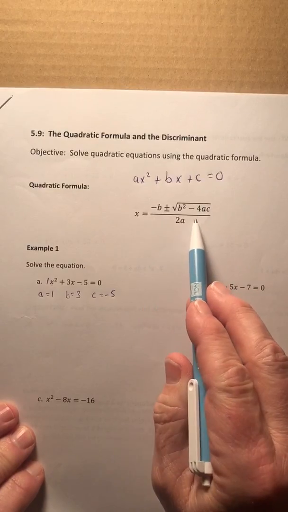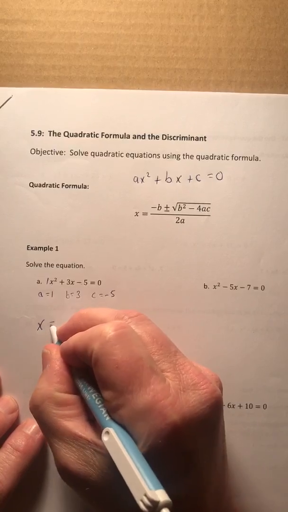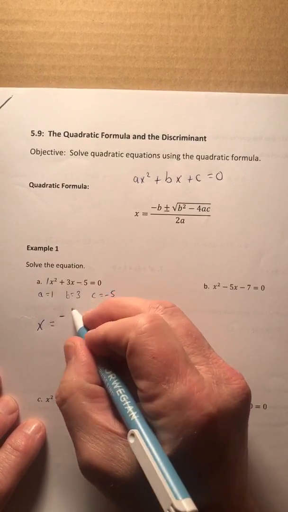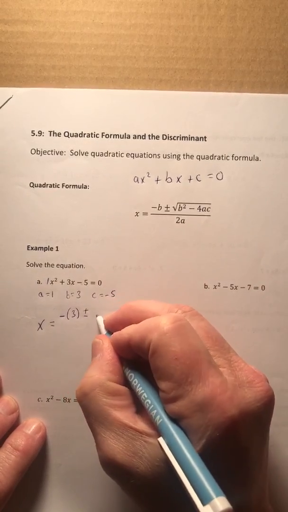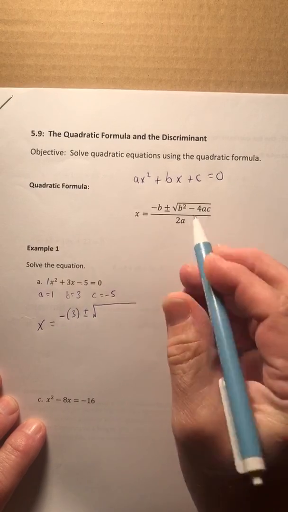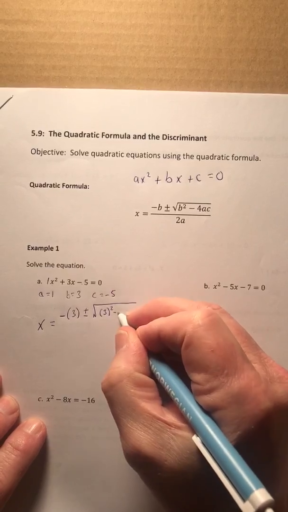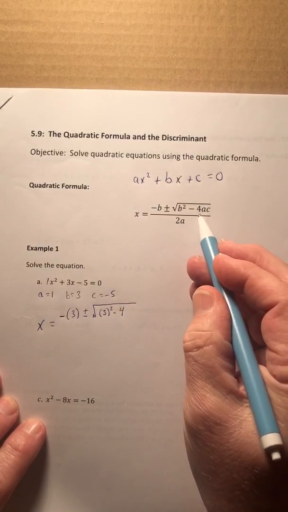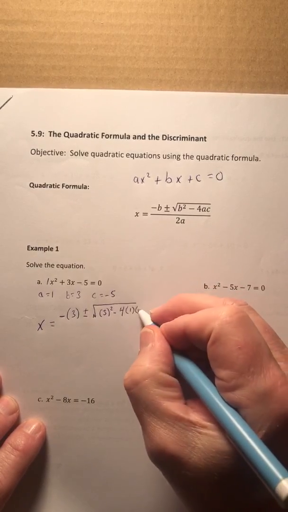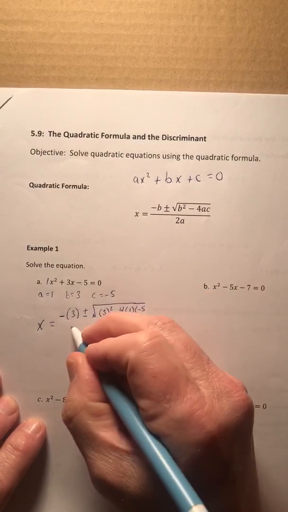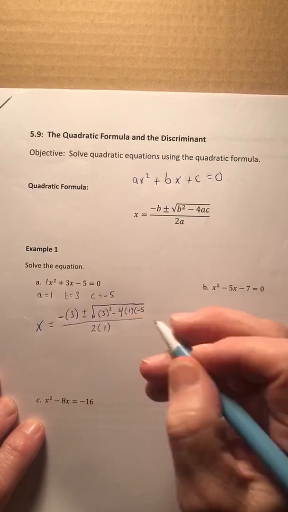So now what I'm going to do is take my quadratic formula, and I'm going to plug these into it. So I get this, x equals negative B, so B is 3, plus or minus the square root of b squared, so b is 3, so 3 squared, minus 4, all right, times a, which is 1, times c, which is negative 5. All right, and then that's all over 2 times a, so 2 times 1.